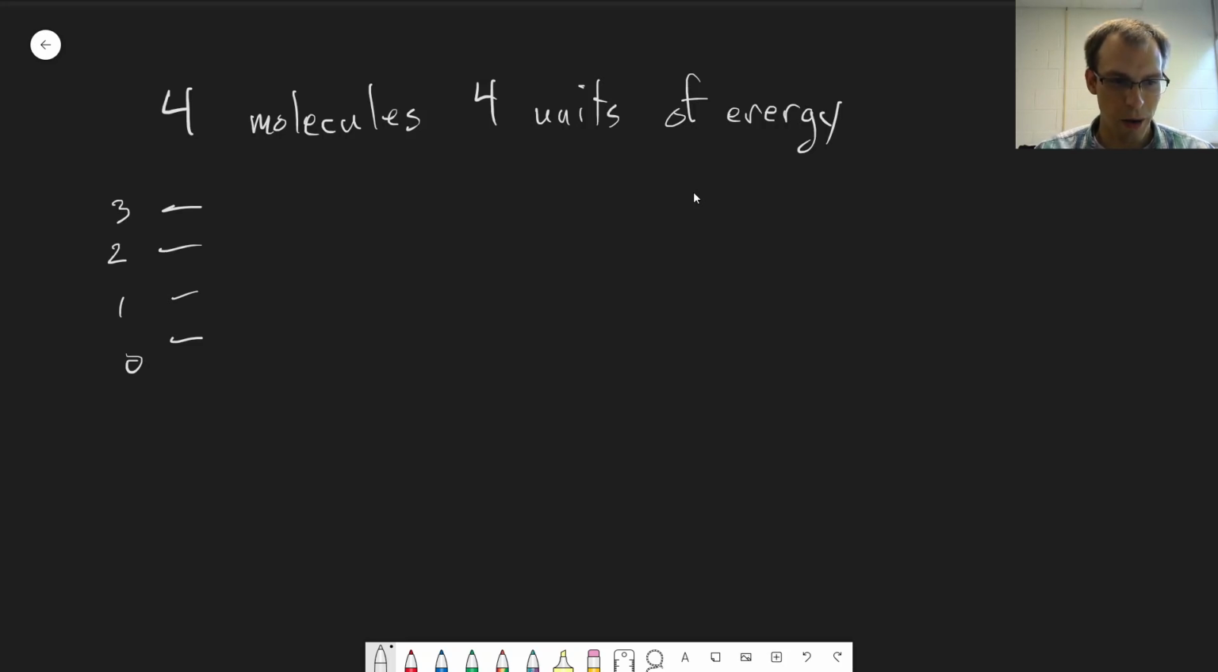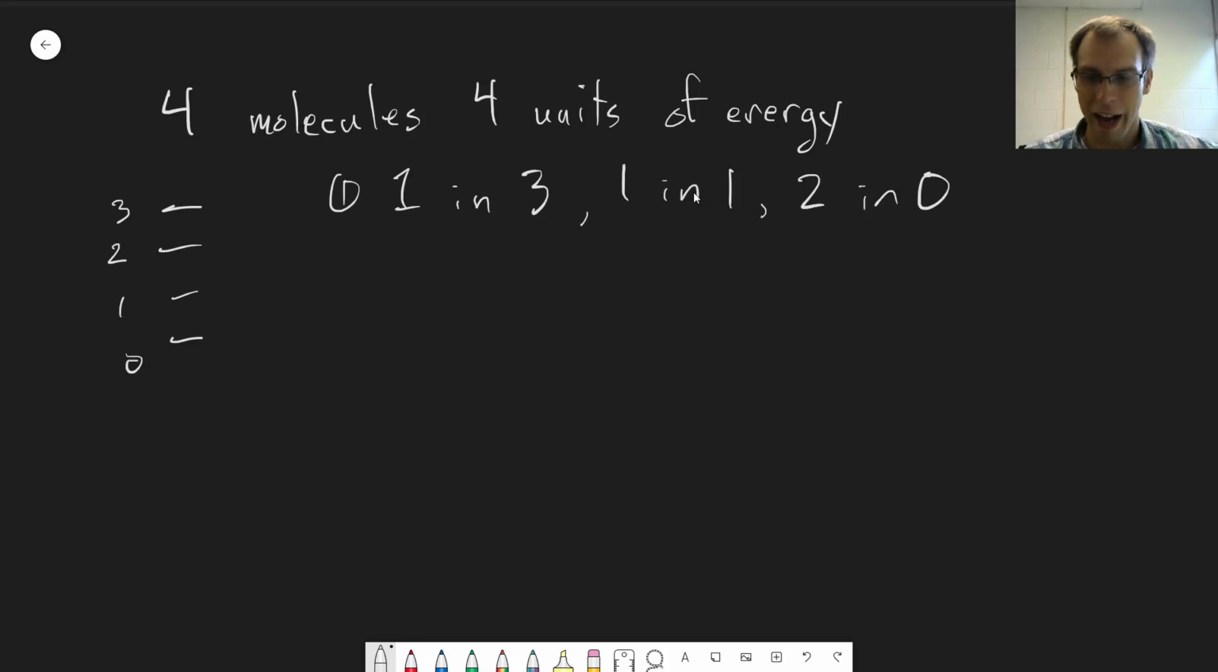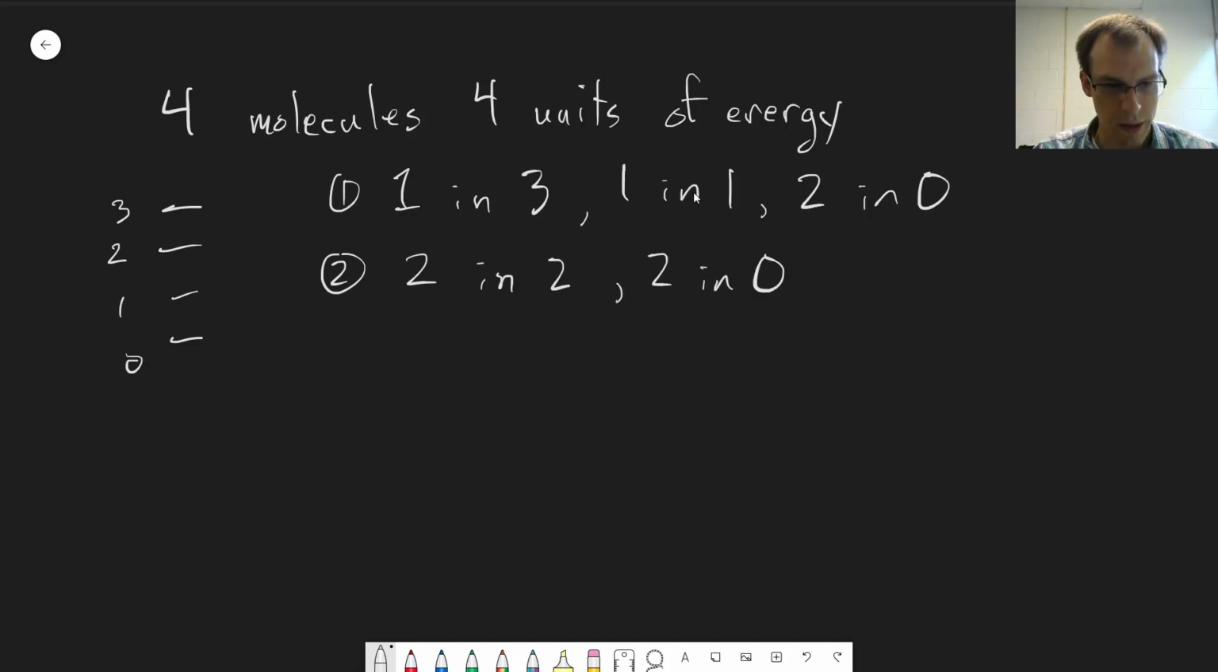The possibilities are, we could have 1 molecule in state 3, 1 molecule in state 1, and 2 molecules in state 0. And that adds up to 4, right? We have a 3 plus 1. Our second possibility, we could have 2 molecules in state 2 and everything else in 0. That adds up to 4. We could have 4 molecules in state 1.